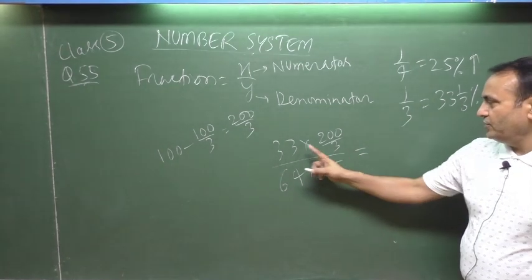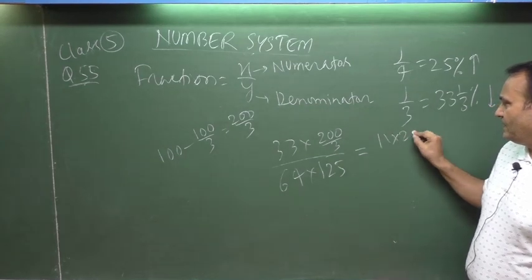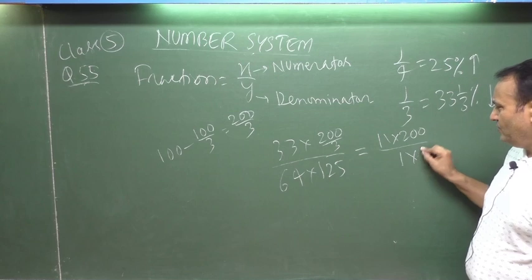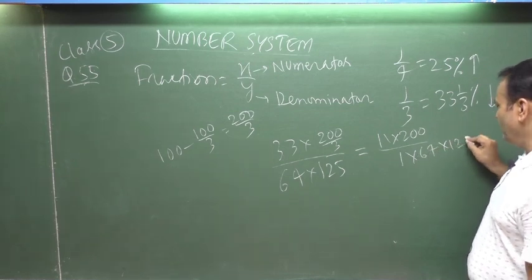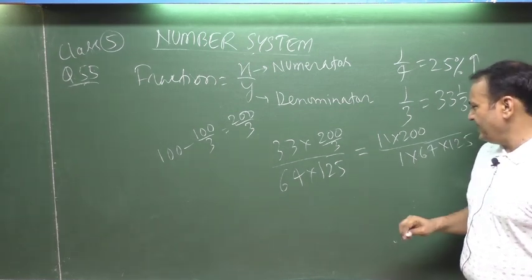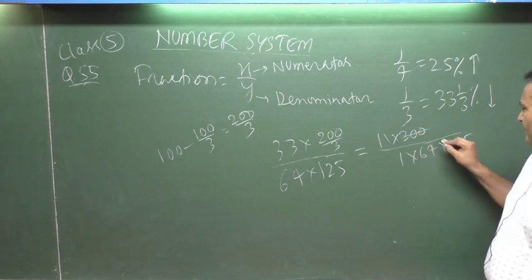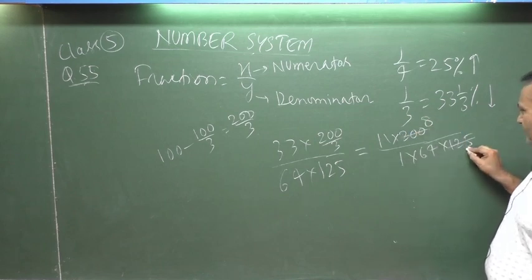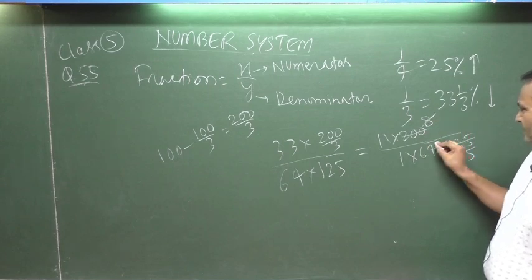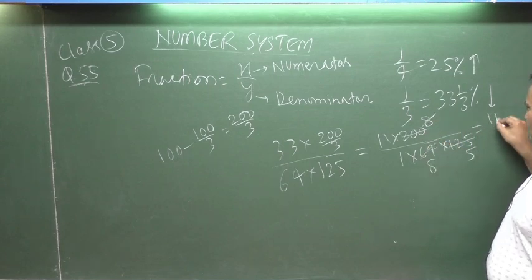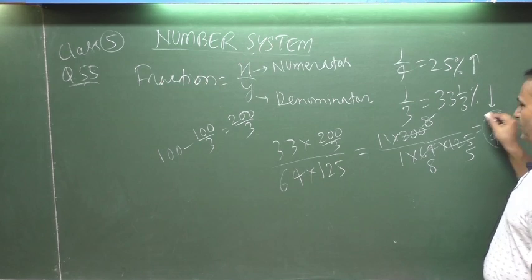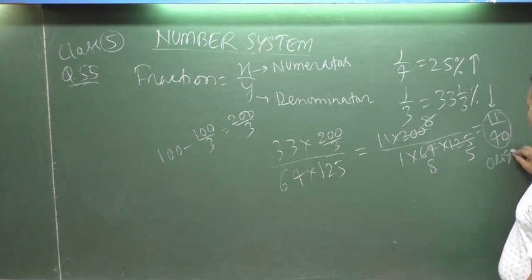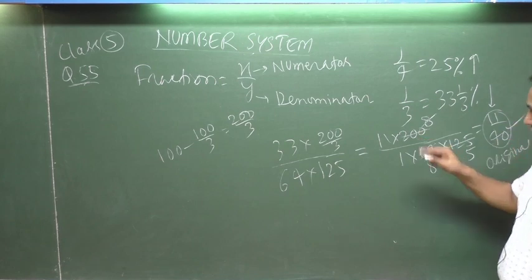See here. 3, 11s are into 64, 125. Be cancelled. That means this is your 11/40. This is your original fraction. Original fraction. Note down.